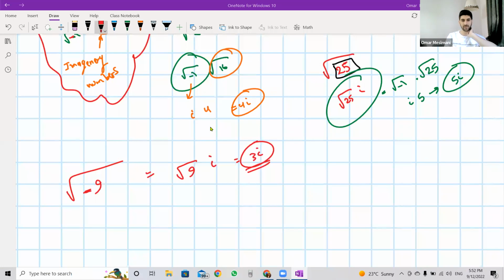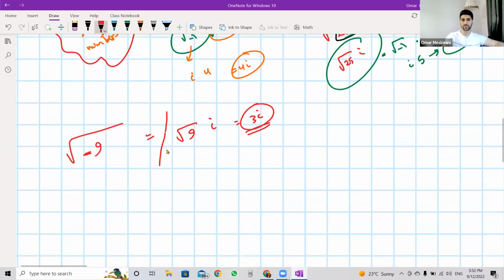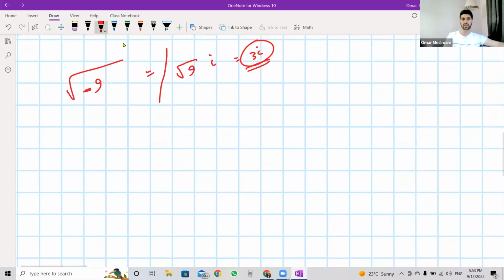I have this as a 3i, all right? This is a 3i. That's my answer right now. Listen carefully. Now the concept is how you multiply, you add, you divide, you do everything with what? With the complex numbers.